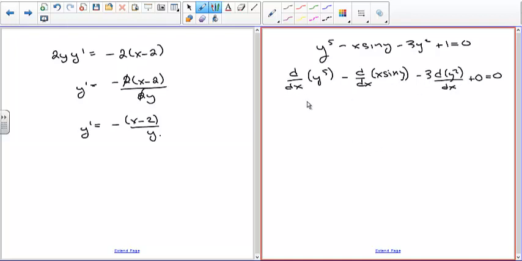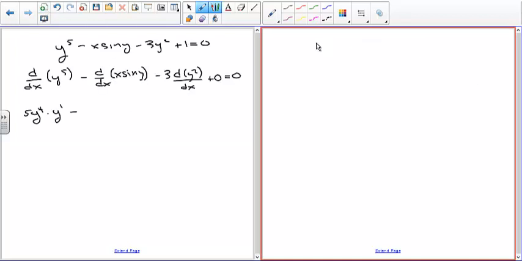Okay, so let's look through each one of these. So this one is kind of like we just did previously. You'd use the power rule to take the derivative of y to the 5th. But because I'm taking the derivative of y with respect to x, we have to put a y prime there. Now the next one is the product rule, where we have x sin y.